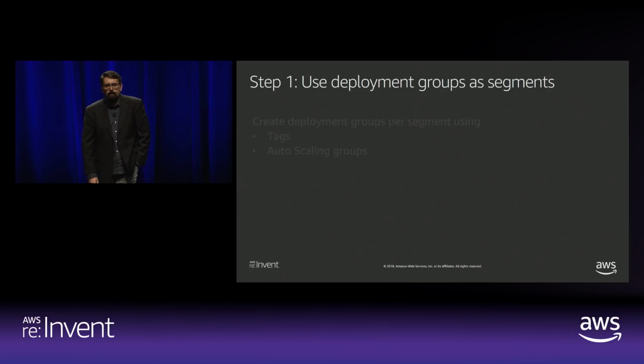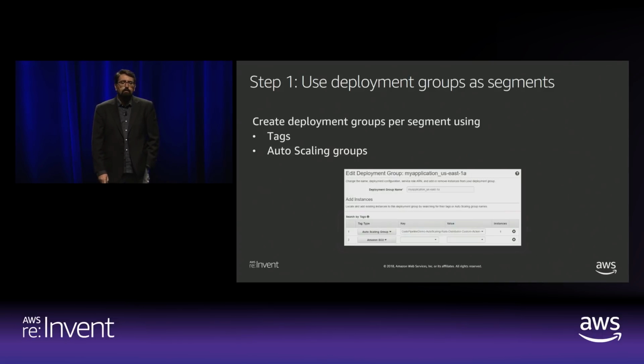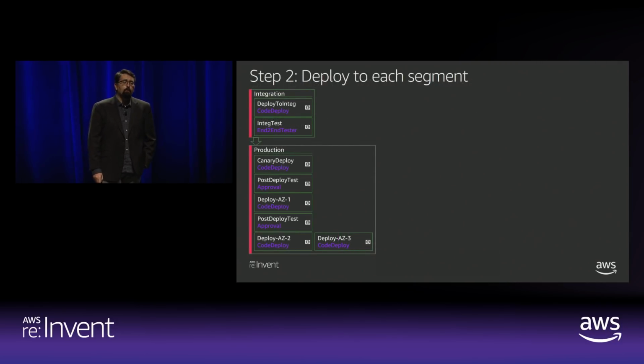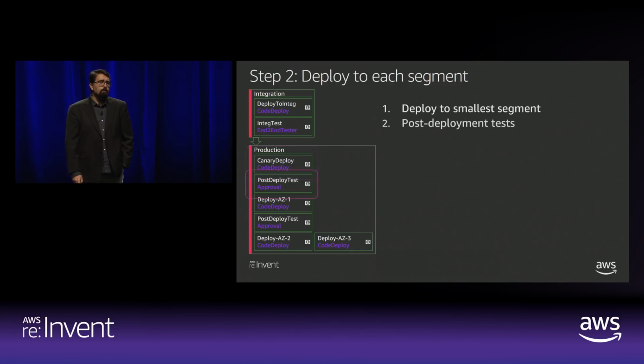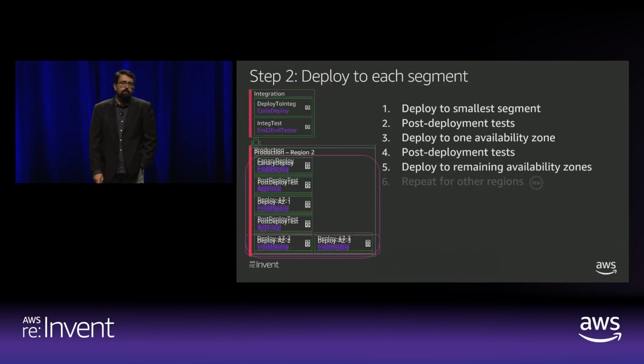And so to create this and to target these, you can use tags. It's very simple. You can use auto-scaling groups. The idea is you can very simply go through and tag the instances that you want for your canaries so you can target them with ease. And the way this looks when we modify our pipeline is just to go through and we've got additional actions on our production deploy stage. So we're going to deploy to the smallest segment first. We're going to run our post-deploy tests, go through again to the first segment and do its testing, and then go through and deploy to the remaining ones.